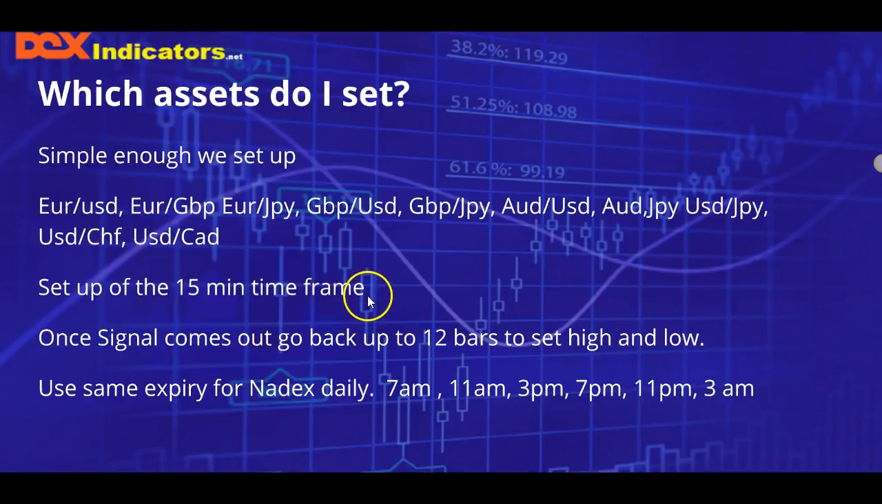Now we also set up our MetaTrader 4 on the 15-minute time frame. And once the signal comes out, we can back up 12 bars to set our distance in high and low. We use the same expiry for the Nadex daily: the 7 a.m., 11 a.m., 3 p.m., 7 p.m., 11 p.m., and 3 a.m. These are the 6 daily markers that are also on the Nadex platform for each one of these that you have an opportunity.